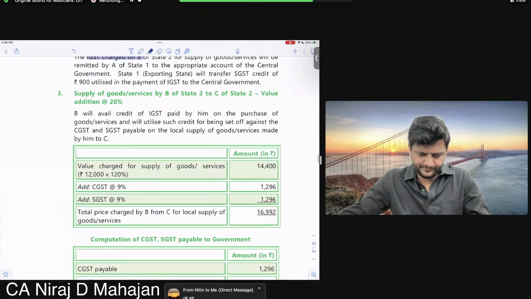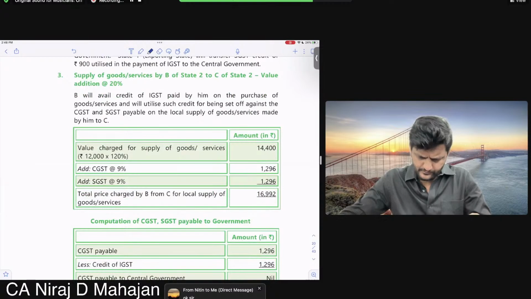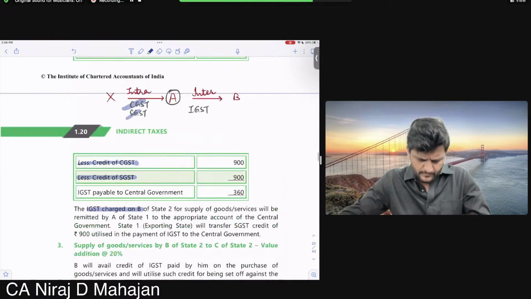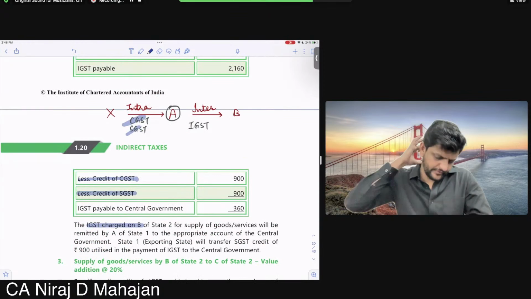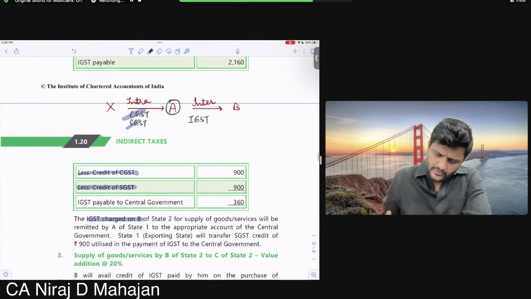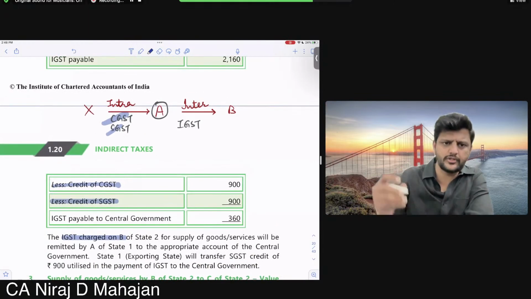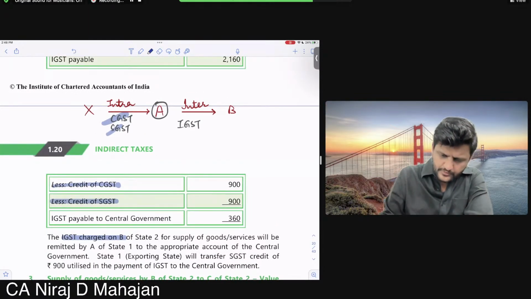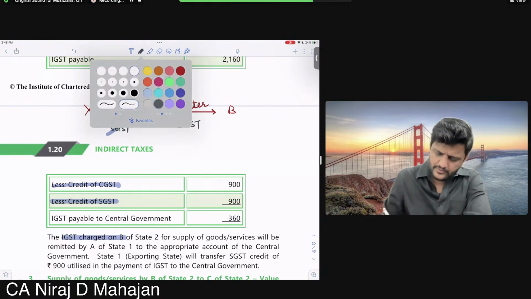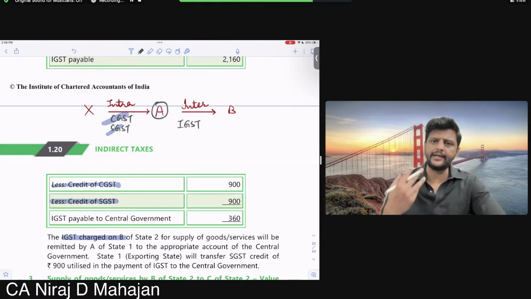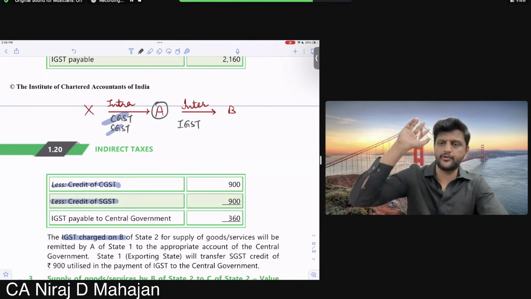Third example. Okay. This is the third example only, no? Wait, where were we? Check here. So IGST charged on B. Is it okay? IGST charged on B, understood? Of state 2, because A and B are of different states. So A took the entire IGST of 18% and gave it to the government.